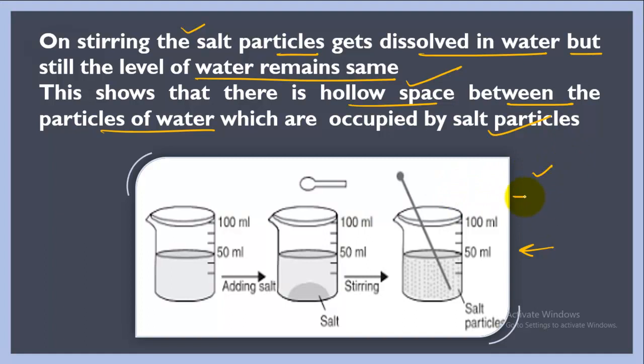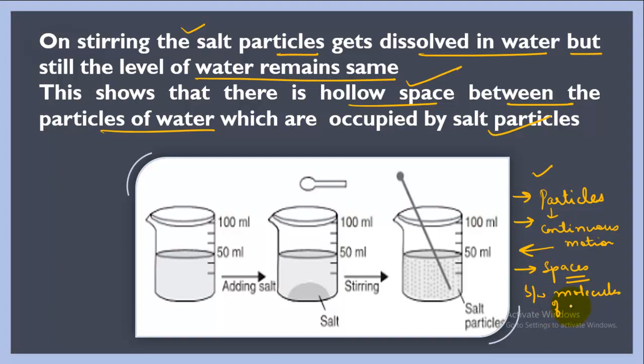So I'll just write it down. First, we can prove that matter is made up of particles. Second, what we can prove is that particles are always in a state of motion. Their motion is not ceased. That is the reason when you stir them, they actually moved and occupied the spaces between the water molecules. Third is that there are spaces which can be present between the molecules of matter, like you saw in the water molecules.